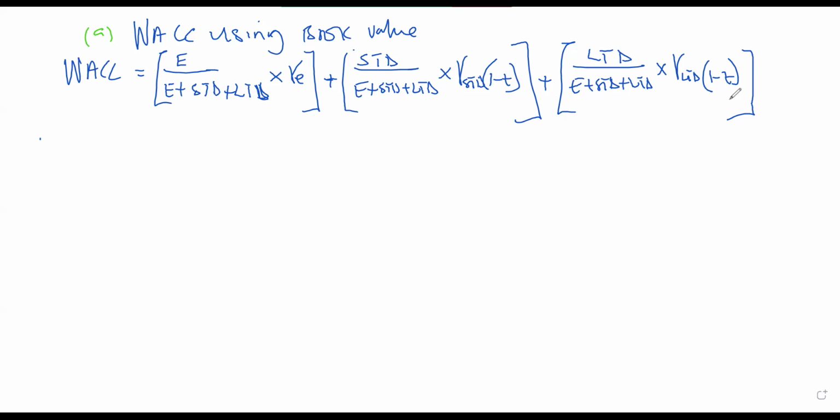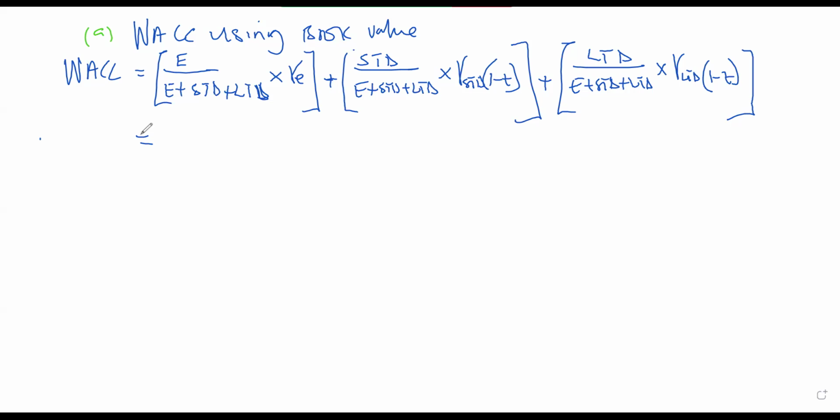So using book value, what is the book value of ordinary equity? It's 6,000. 6 million. 6 million.